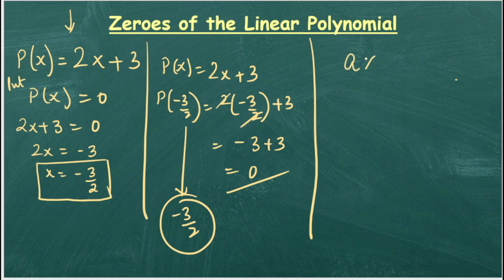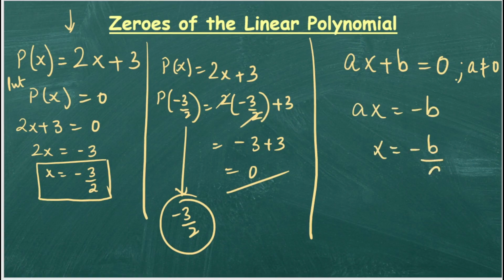We know that our linear polynomial is always of the form ax + b, where of course a should not be equal to 0. If I want to find the zero of this linear polynomial, I just told you, put this equal to 0. So I get ax = -b and x = -b/a. So always remember, the zero of the linear polynomial is always equal to -b/a. Look over here: -b was -3, over a, which is 2. So that was the zero.